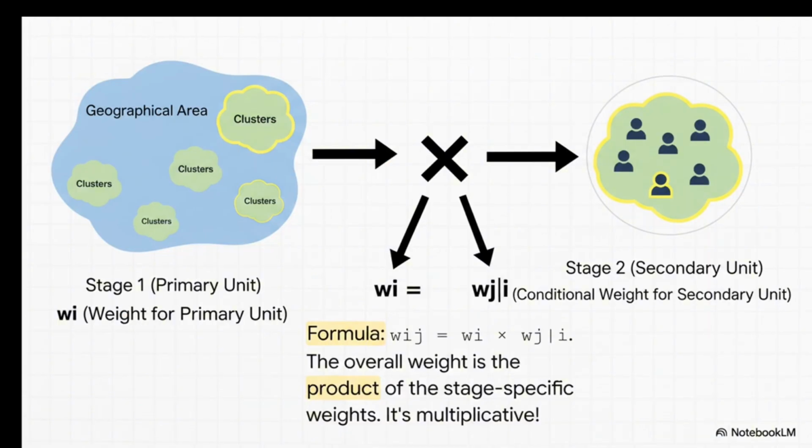Okay, but for a multi-stage design, like our Gambia example, the weights get multiplied together. The final weight for a household is the product of the weights from each stage of sampling. You'd calculate the weight for its district, w_i, and then you multiply that by the weight for its village within that district, w_j|i. Every stage of selection adds another layer to that final calculation.